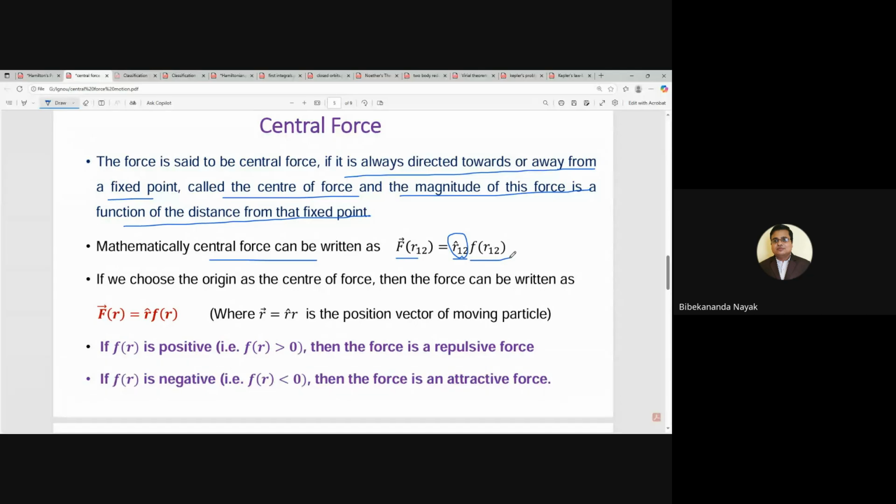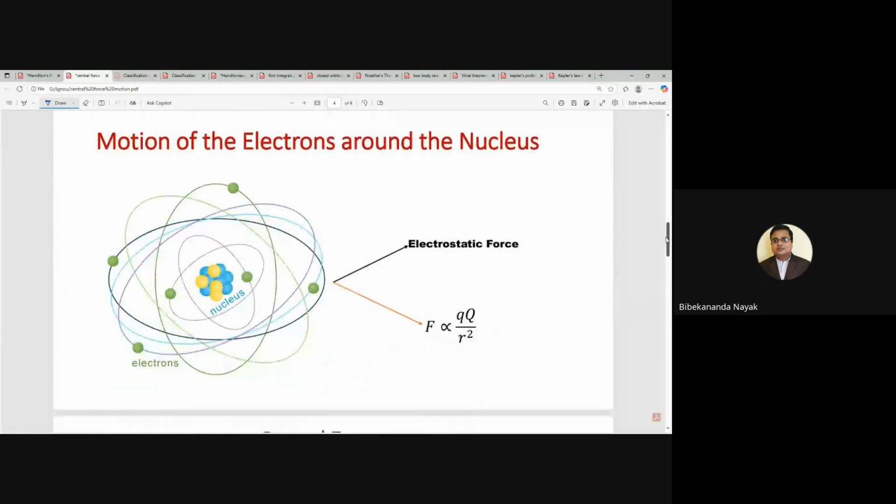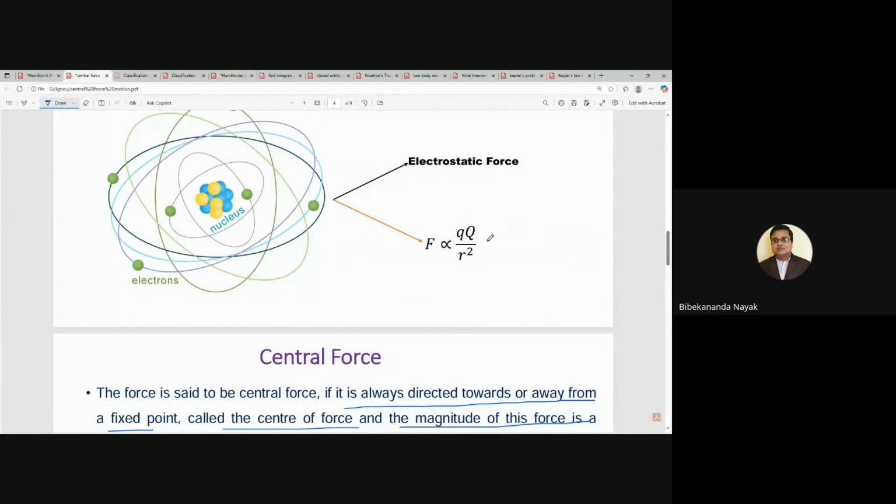If we choose the origin as the center of force, then we generally represent F of r as r cap times f of r. The central force is written as a magnitude dependent on r and the direction r cap. If this magnitude f of r is negative, less than 0, we call the force an attractive force. If it is positive, then we call it a repulsive force, as in the electrostatic case. Here, if there are two opposite charges, then the sign will be minus.